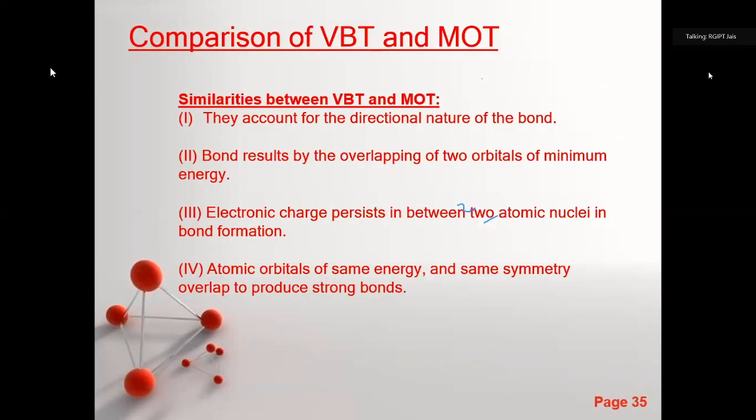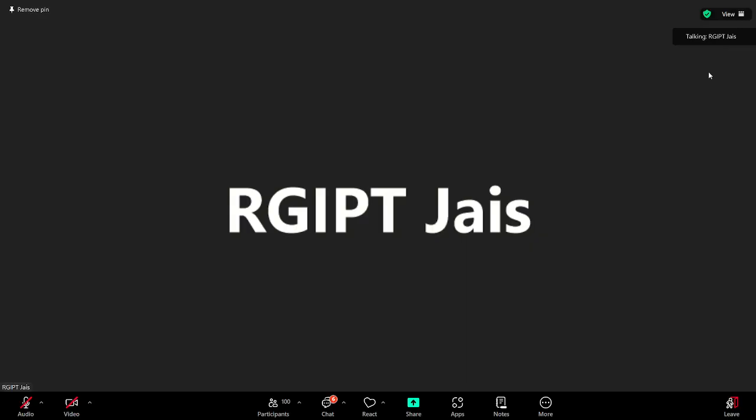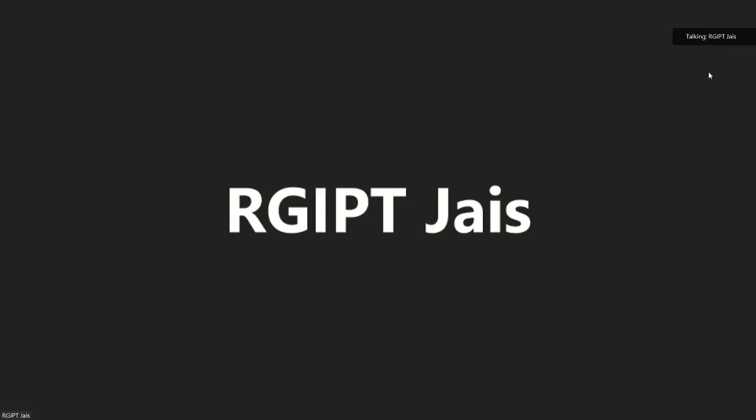Then we will come to higher atomic orbitals, which we will discuss in the next class. If there is any doubt, please raise your hand.